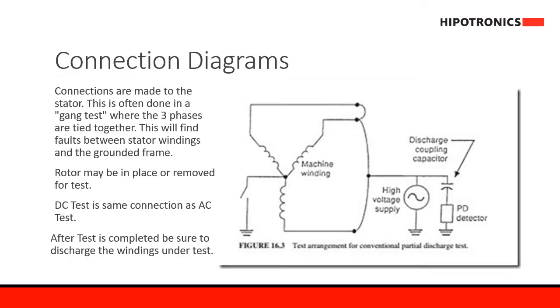As can be seen in the right diagram, the connections are made to the stator. This is often done in a gang test where the three phases are tied together. This will allow finding the faults between the stator windings and the grounded frame. For this test, the rotor may be in place or removed. The DC test has the same connection as the AC test. Once the test is completed, the winding under test has to be discharged.